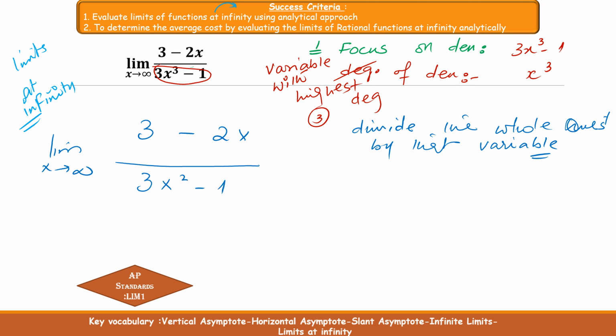Okay, now divide everything by x cube, right? Because x cube is the highest degree, right? Divide the whole question up and down by x cube. Not by the highest degree of the numerator separately and denominator separately. No, only with the highest degree variable of the denominator. Okay, now solve. After this, solve.